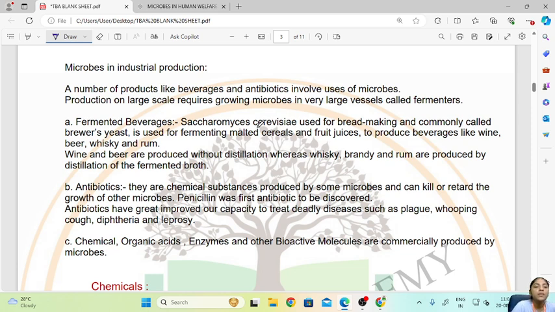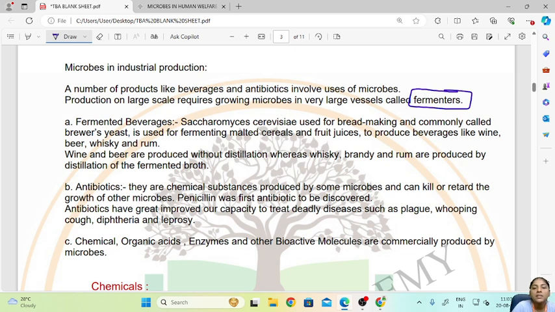Production on a large scale requires growing microorganisms in very large vessels. In this, the microorganisms are grown in large vessels called fermenters. Now let us study the different products which we obtain from microbes industrially. So the first one is the fermented beverages.